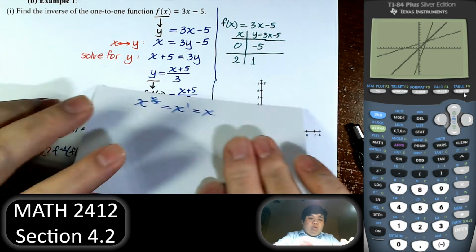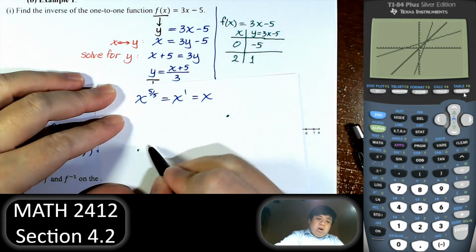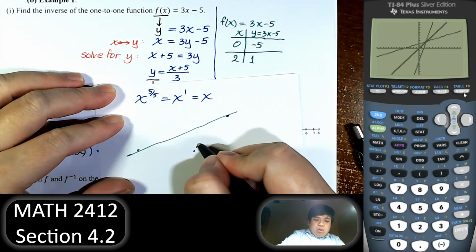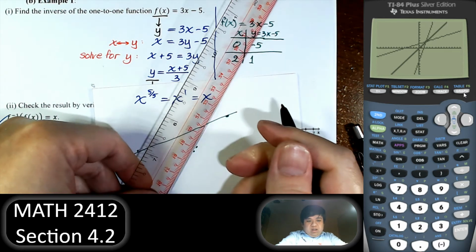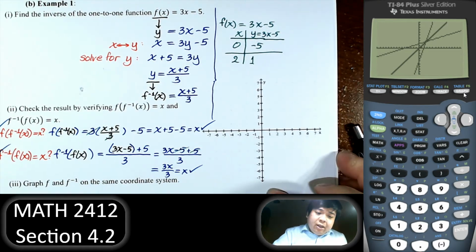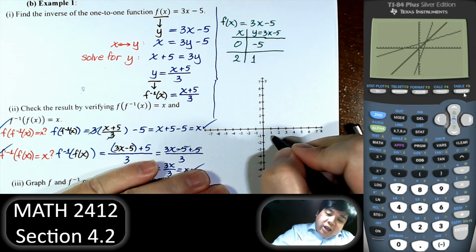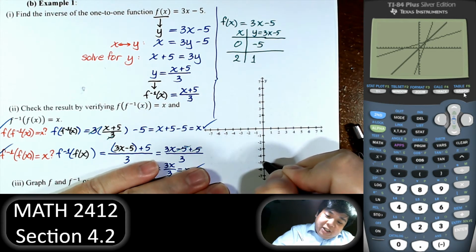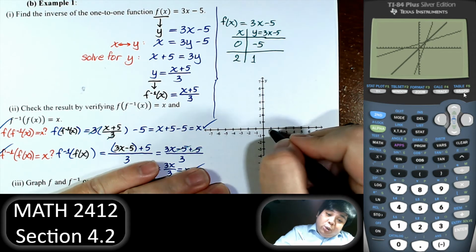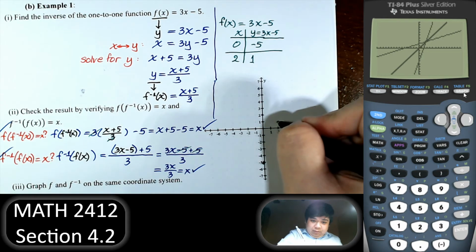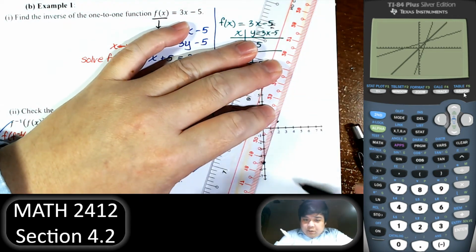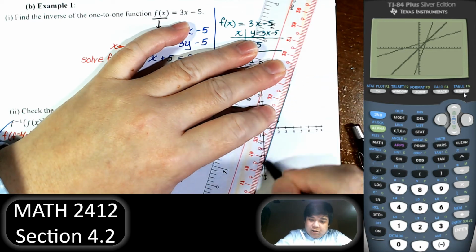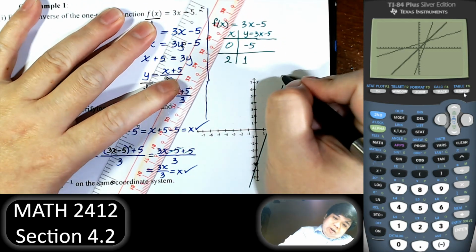Usually when you try to draw a line, it is better to have 2 points apart so we can connect them. It's easy to draw when we have 2 points, but if they're too close and we use the ruler, it's more difficult that way. Regardless, when x is 0 we have negative 5. And when x is 2, y equal to 1. So this is the equation of the original function.